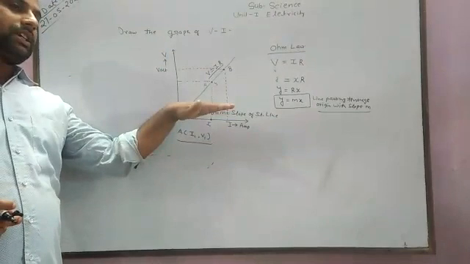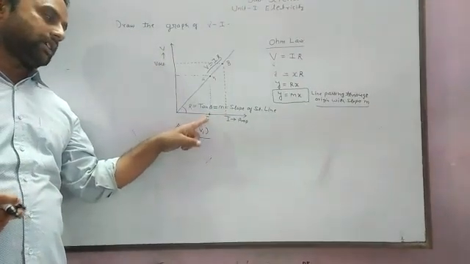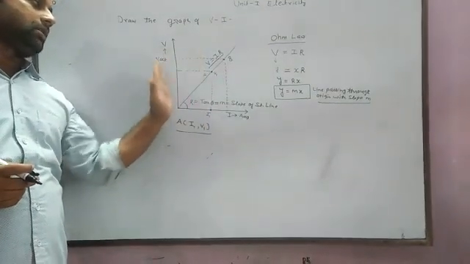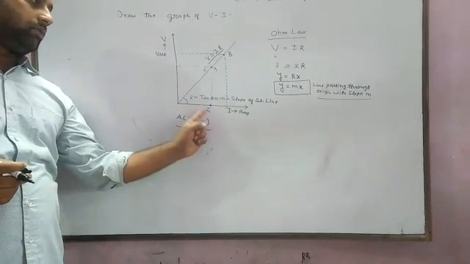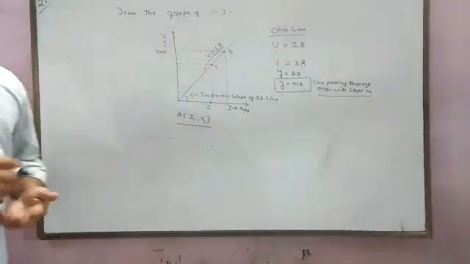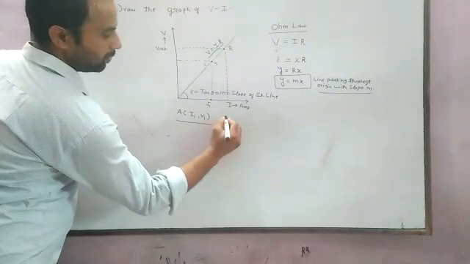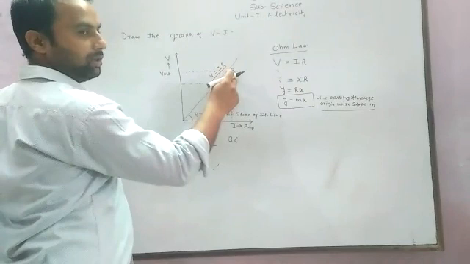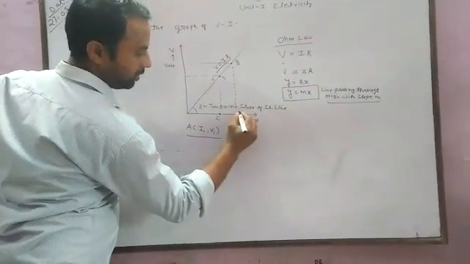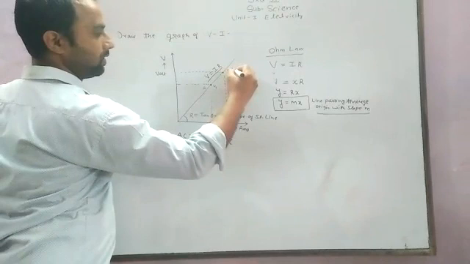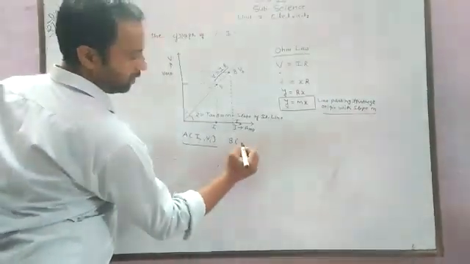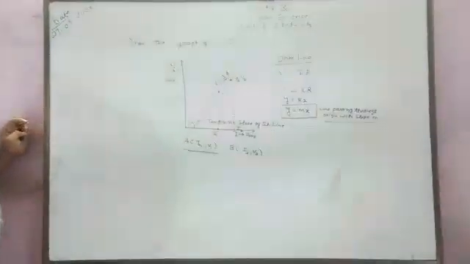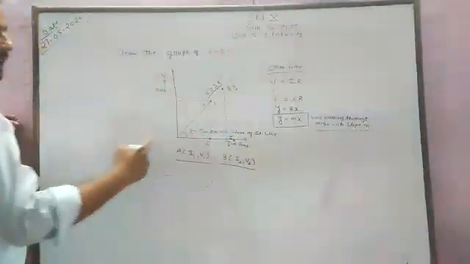First we move on the x-axis, the current axis, and the value of the current is I1, and then we move in the vertical direction on the voltage axis. This is V1, this is I1. I1, V1 is the coordinate of point A. Now for the coordinate of point B, again we move first on the x-axis and after that on the y-axis. This is I2 and this is V2.